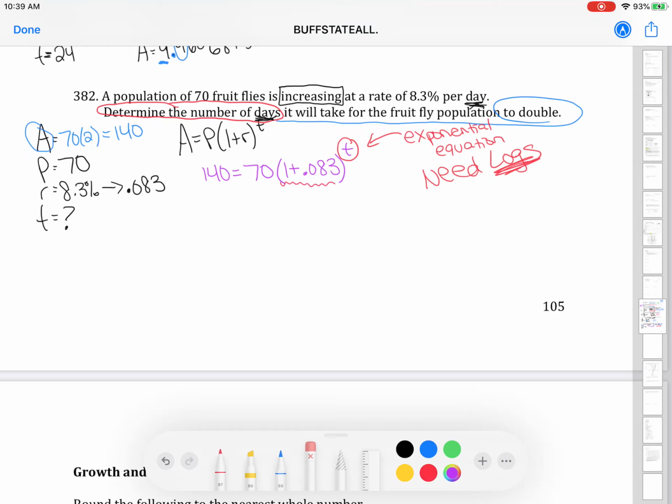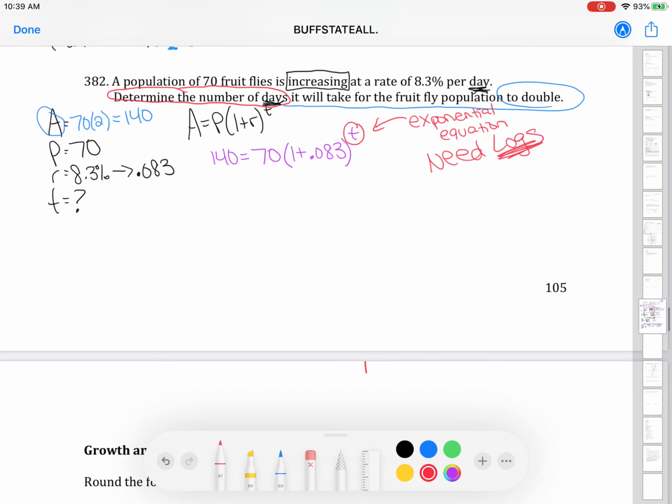You could try to use common bases, but you're trying to use this as your common base, 1.083. And that's not going to turn into a nice common base. So this is definitely one of those scenarios where you need to use logs. Now, before you get all crazy and you love logs so much and you just start writing the word log on both sides, remember, you're not allowed to take the log of both sides until what's being raised to this variable is by itself.